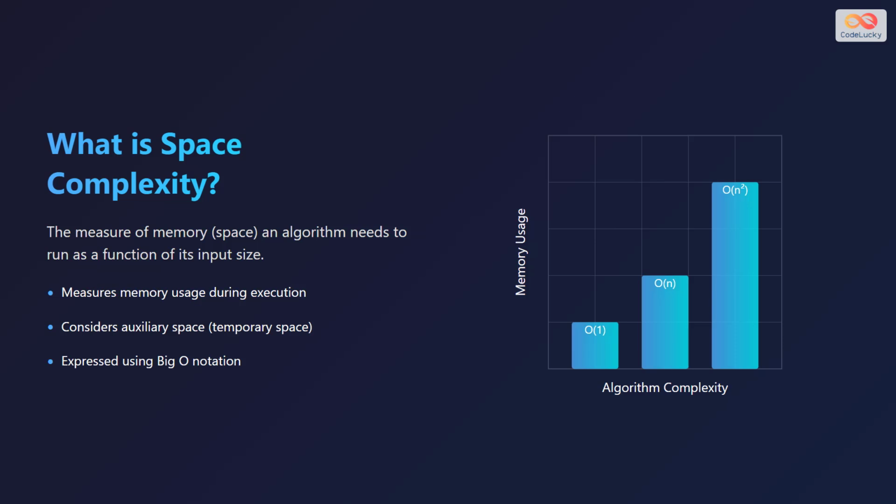Space complexity is typically expressed using big O notation, which provides an upper bound on the growth rate of memory usage. Visualize three memory usage bars. First bar shows constant space, which is denoted as O(1). The second bar shows linear space denoted as O(n). The third one shows quadratic space denoted as O(n²). This is the algorithm complexity versus memory usage graph.